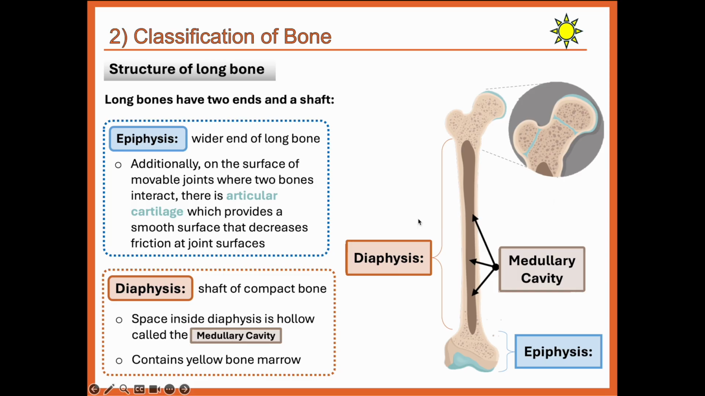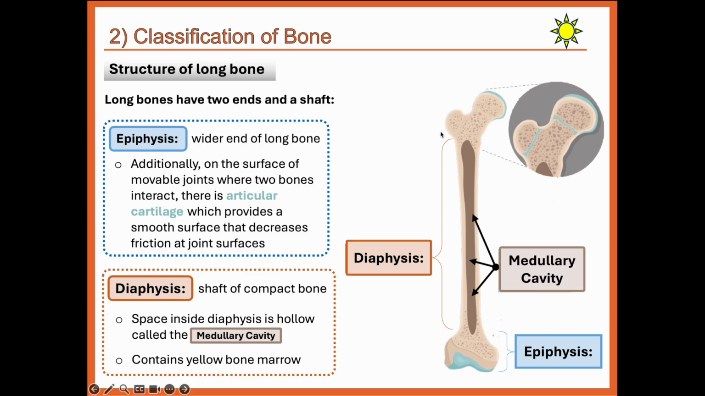Okay, so I use these words a little bit. Let me go through them. So the structure of long bone. This is a long bone, right? It's not a flat bone. It's not an irregular bone. It's not a short bone. It's a long bone because it has two heads and it has a long shaft. So long bones have the two ends and the long shaft.